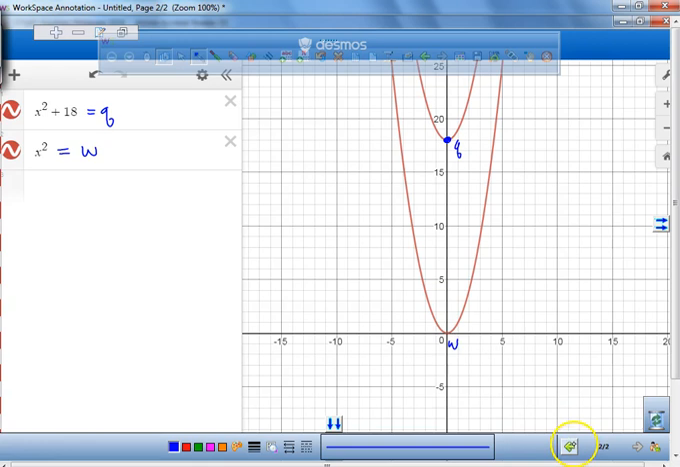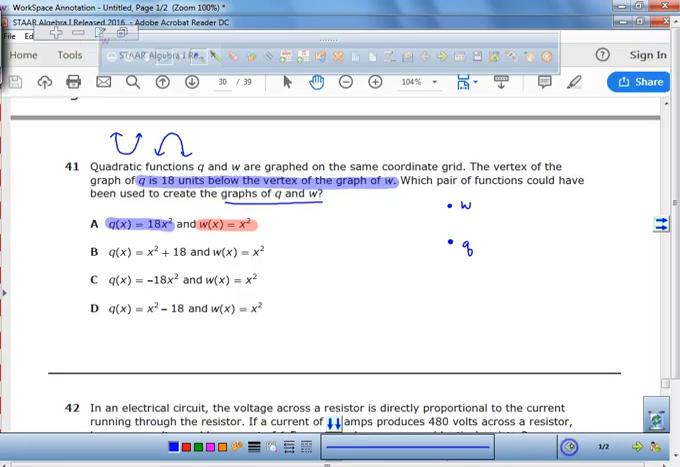What's supposed to be happening? Is Q supposed to be above W, or is W supposed to be above Q? W is supposed to be above Q. This answer, what happened? Q is above W, but Q is supposed to be 18 units below. All right? So, right now, knowing that this is not the right answer and this is not the right answer, which answer do you think is going to be the best answer? Which one deals with going up and down?